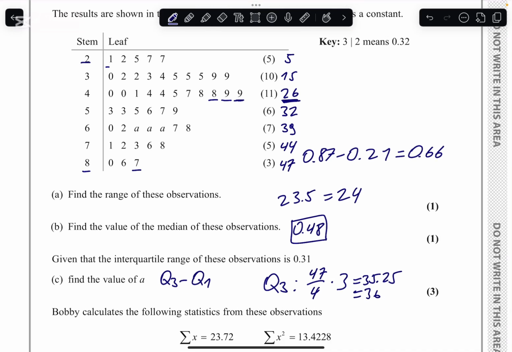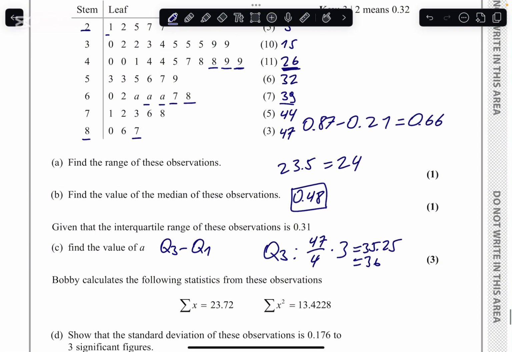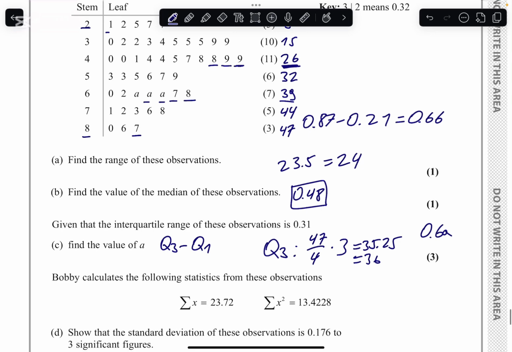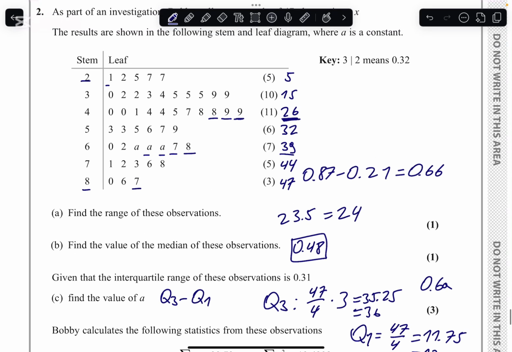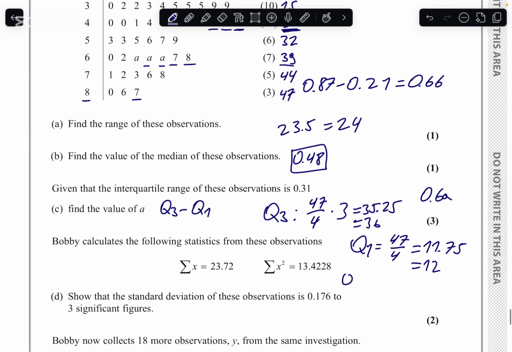So the 36th value is somewhere here. So this is 39, 38, 37, 36. So Q3 is 0.6A. For Q1, we do 47 over 4, which gives us a value of 11.75, which is the 12th value. So we need to find the 12th value for Q1. This is the 15th, 14th, 13th, 12th. So Q1 is 0.35.